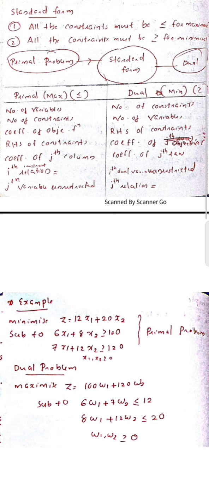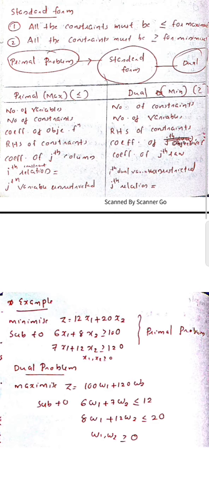And the third point, the coefficient of the objective function must be equal to the RHS of the constraints in the dual problem. That is, the RHS of the constraints in our primal problem, which we take as b1, b2, etcetera up to bn, that RHS will become the coefficients of the objective function in the dual problem.